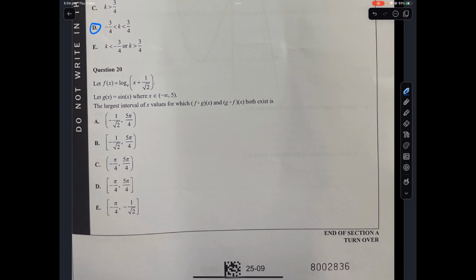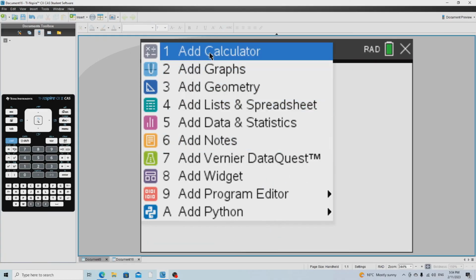Look, I'm not going to lie, this is going to be hard. If you're going to do the algebra way, the range of g must be a subset of the domain of f. What I'm going to do is think: f of x is that, g of x is that. We want the largest interval for which g of x and g f of x both exist as well. Okay, let's do this. Control N, let's just define them in our calculator first.